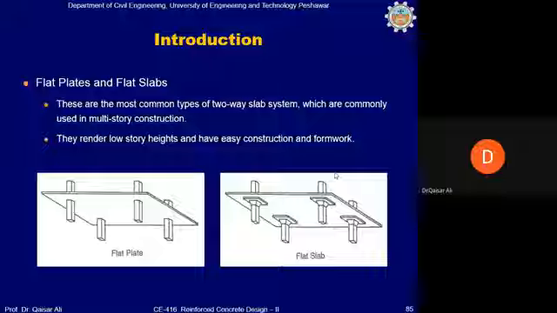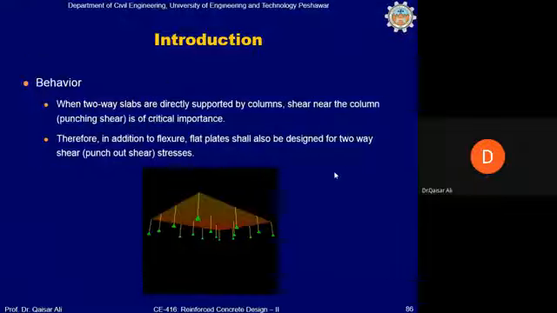The most common problem in the flat plate system is the punching shear problem. When two-way slabs are directly supported by columns, shear near the column, which is called punching shear, is of critical importance. And therefore, in addition to flexure, flat plates shall also be designed for two-way shear, which is called punch-out shear stresses. Unlike slabs with beams, where the columns are generally provided on the beam center line, and beams have sufficient depth.